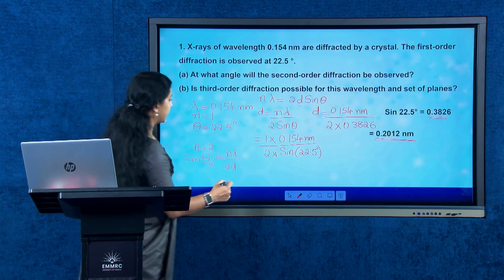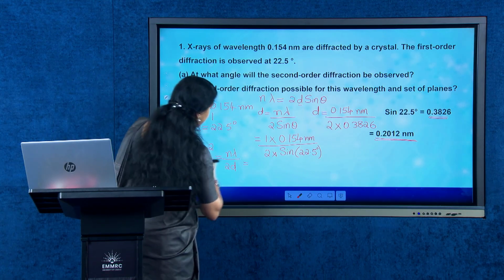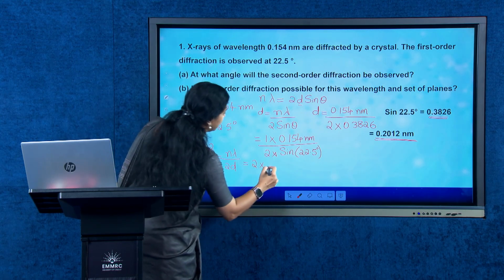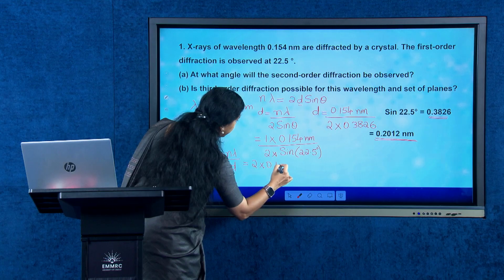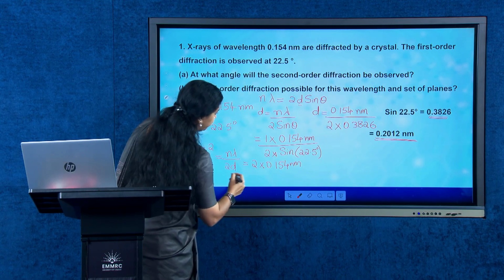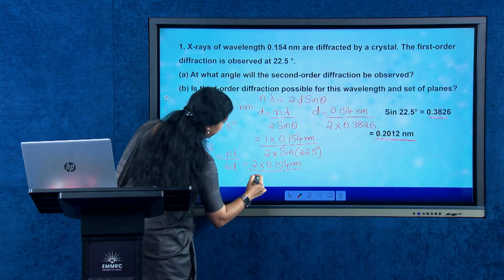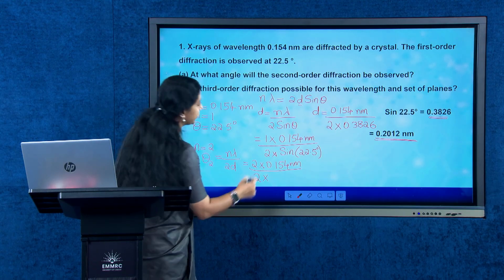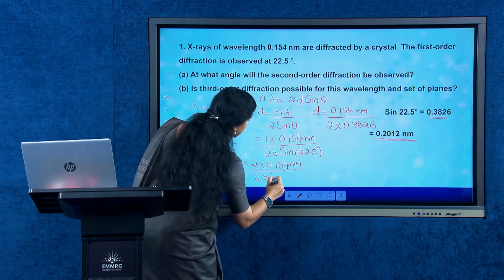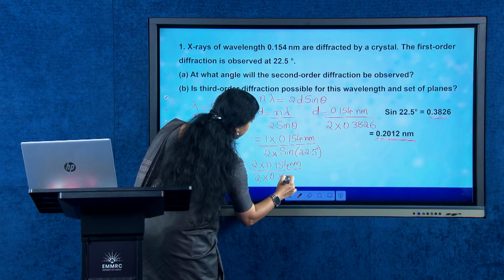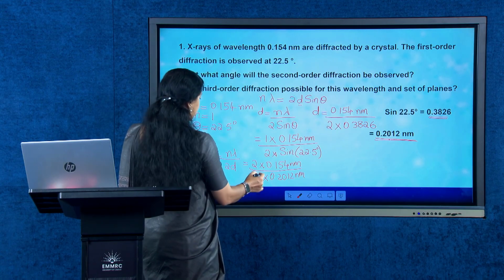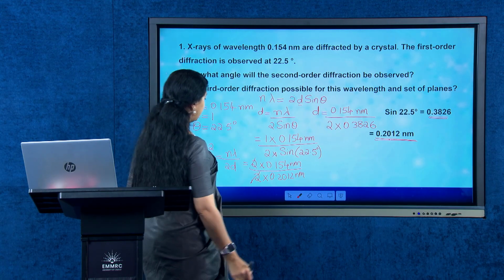Okay. So, that is equal to 2 into lambda, which is 0.154 nanometer, divided by again 2 into d, where we got the value of d as 0.2012 nanometer. So, here 2 and 2 will get cancelled off.